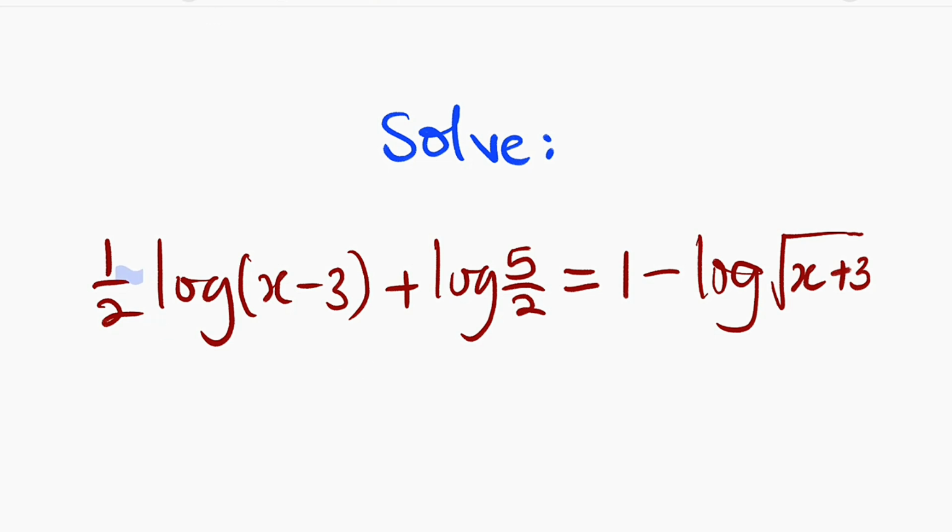We are asked to solve the equation: half the log of x minus 3 plus log of 5 divided by 2 equals 1 minus log of the square root of x plus 3.